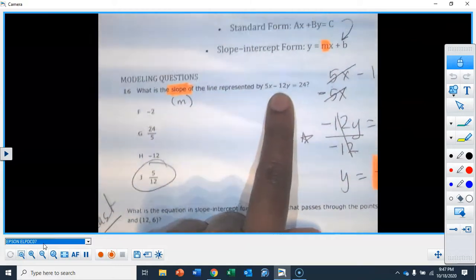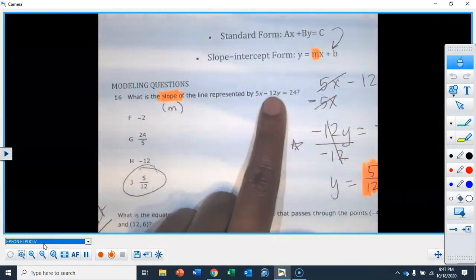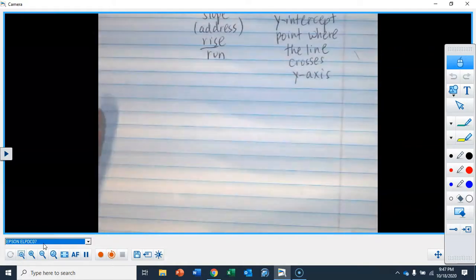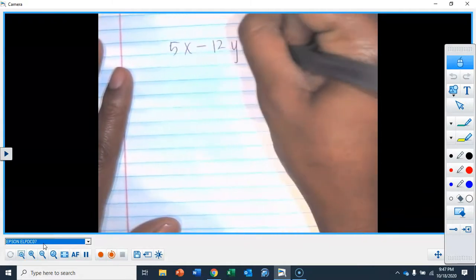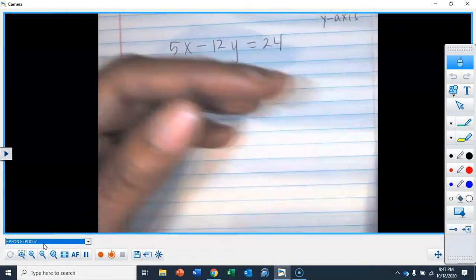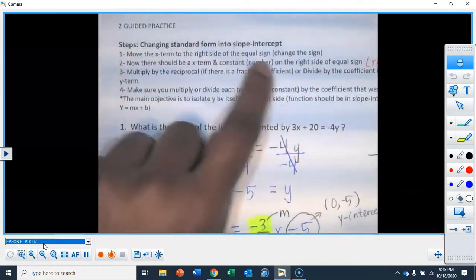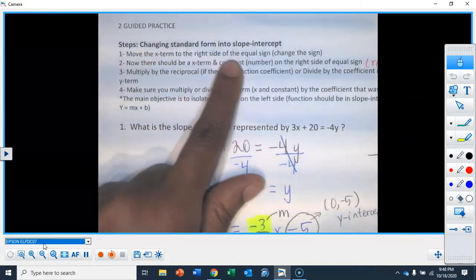So here it is, and when you look at it, again, it looks just like standard form. There's an x, a y, a number, 5x minus 12y is equal to 24, a number. So this is in standard form. We're changing it to slope-intercept. So let me write it for you. So we have 5x minus 12y is equal to 24. If you look at the notes on the guided practice, I wrote the steps out very carefully. So step 1 is to move the x term to the right side of the equal sign, change the sign. Again, move the x term to the right side of the equal sign.